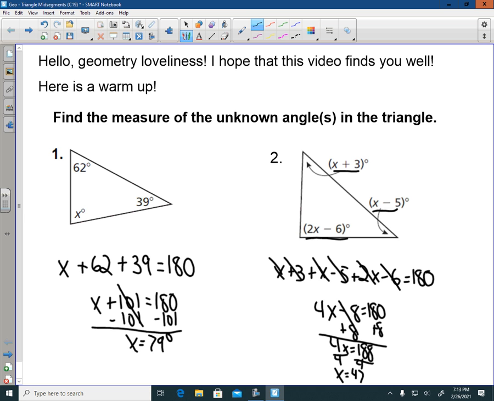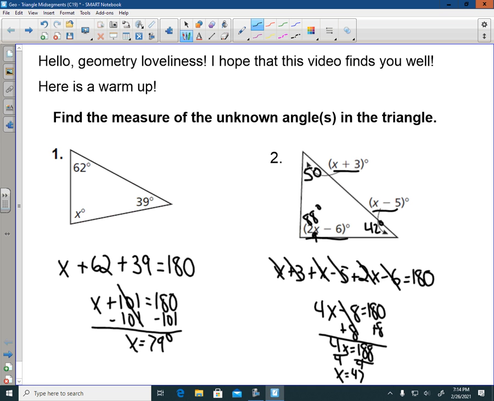That's great. And we are being asked to find the measure of the unknown angles of the triangle. Well, we know that x is 47, and 47 minus 5 is 42, so we know that angle's 42. And if x is 47, x plus 3 has got to be 50, right? And then this third angle we could get a couple of ways. We could jam a 47 right in there and go 2 times 47 minus 6, or we could subtract 50 and 42 from 180. It's all the same. 180 minus 50 minus 42 is going to give us 88. 88 degrees, all the way done.